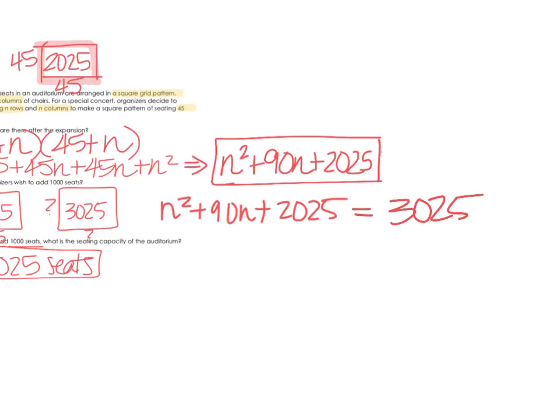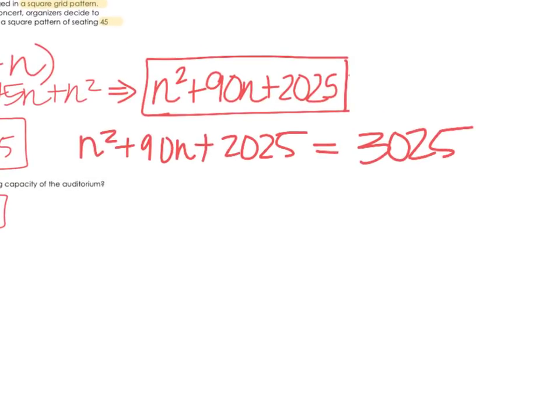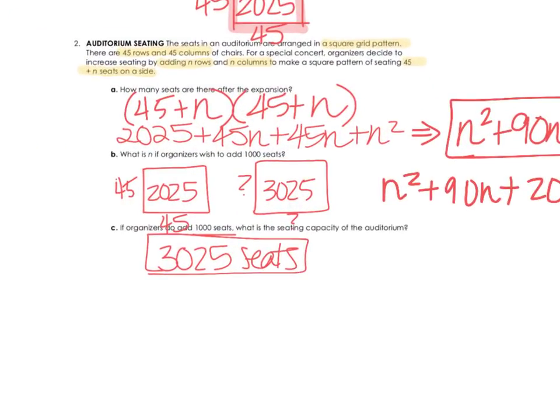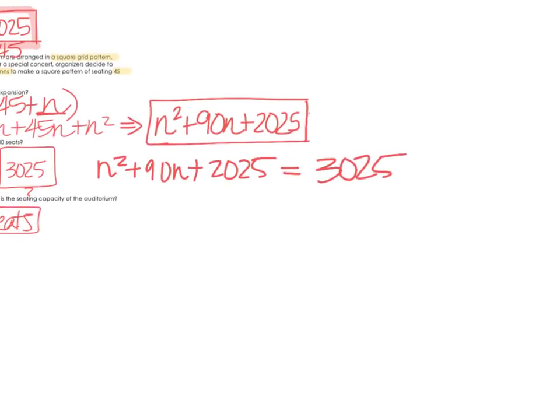So what we're going to do is solve for n by completing the square, so we can figure out how many rows and columns need to be added. We can figure out this n right here, the n that we're adding to the rows and columns, just by solving this, completing the square. If that wasn't clear enough, we want this to be equal to 3,025, because this is after our expansion, and we know after our expansion we want 3,025. So we're going to solve by completing the square.